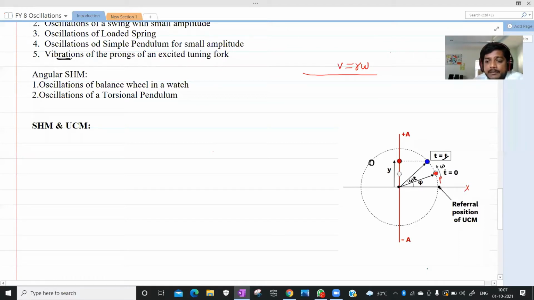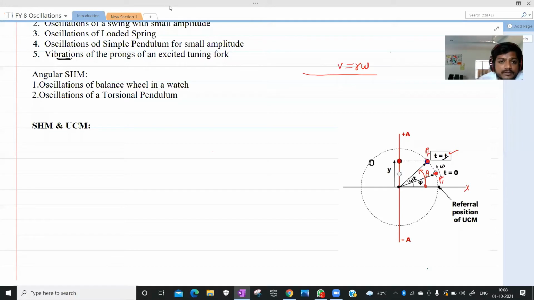For example, the particle is moving with some angular velocity omega. After some time, t equals t, the particle reaches this position. This is the final position of the particle, P final, and this is P initial. The final position makes an angle theta with the x-axis. Whenever the particle travels from P initial to P final, that angle is nothing but omega t.